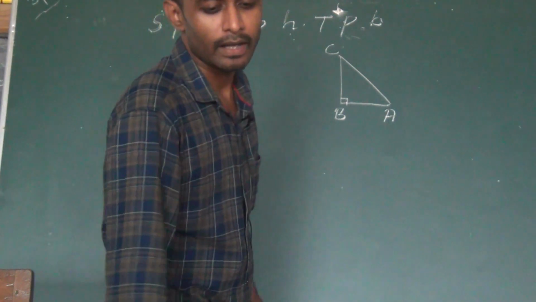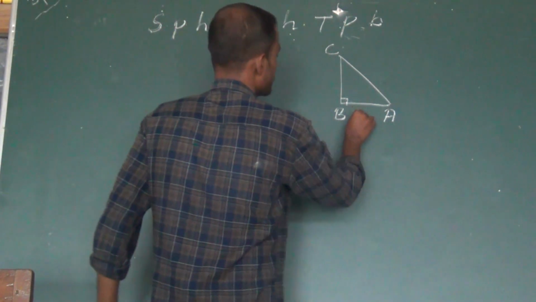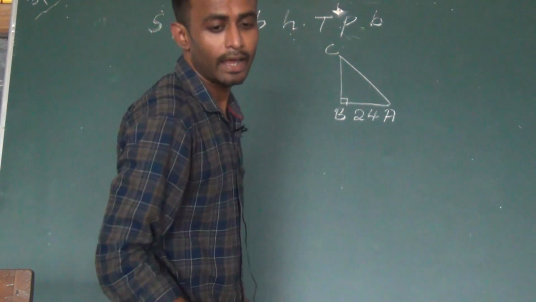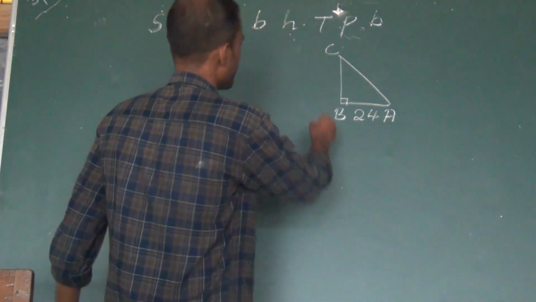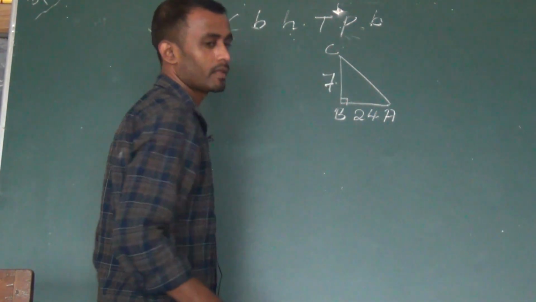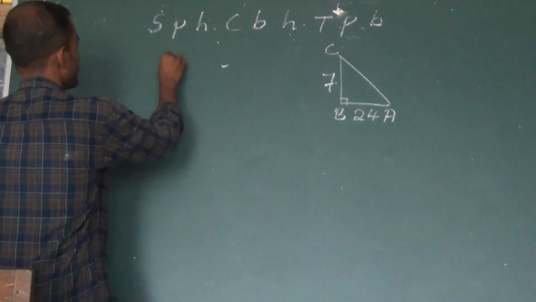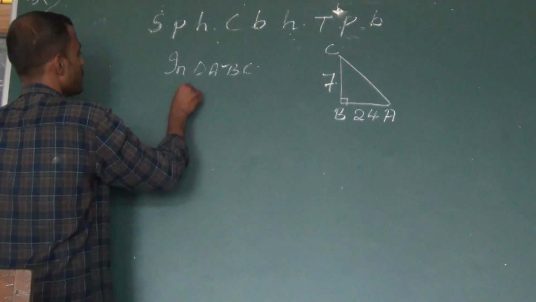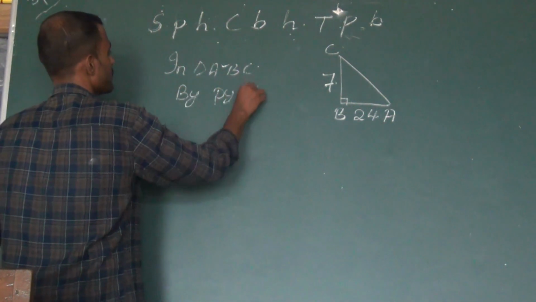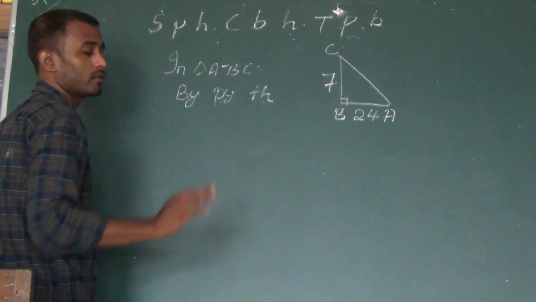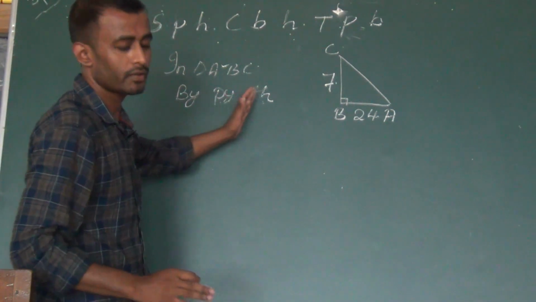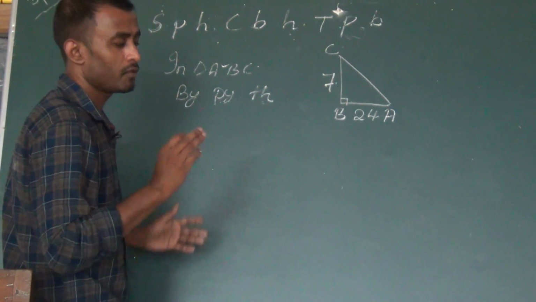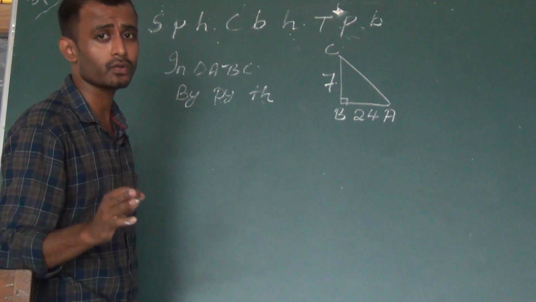Now the question is giving you what? AB is given 24, and BC is given 7. Now I'll write here, in triangle ABC, by Pythagoras theorem. I'm using a shortcut, please write it long. Write Pythagoras in full. By Pythagoras theorem, the formula is hypotenuse square is equal to opposite square plus base square.